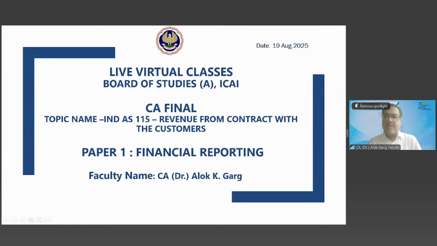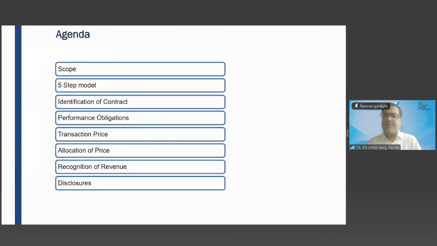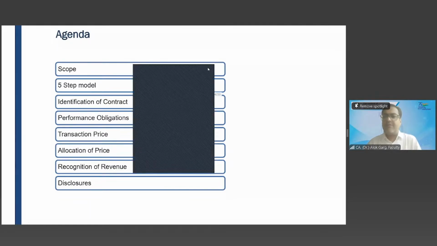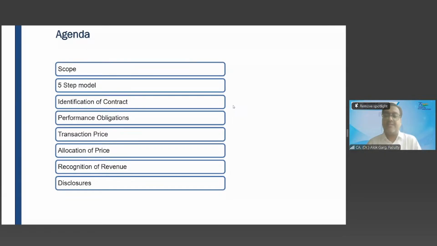Up to this class, in the last 5 classes, we covered all the 5 steps of revenue recognition, starting from identification of contract with the customer. Then what are my performance obligations, how I determine my transaction price, and how to allocate the transaction price into multiple performance obligations, and when to recognize a revenue. Is it a point in time or over a period of time? So we covered all the 5 steps with a lot of examples and illustrations.